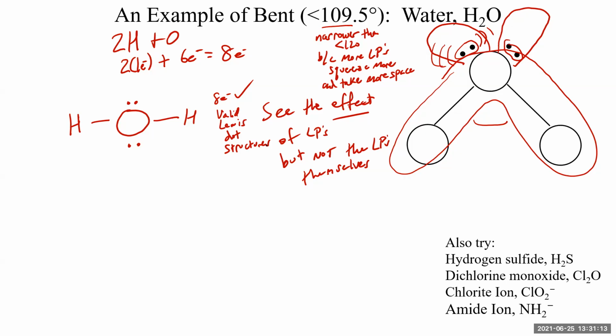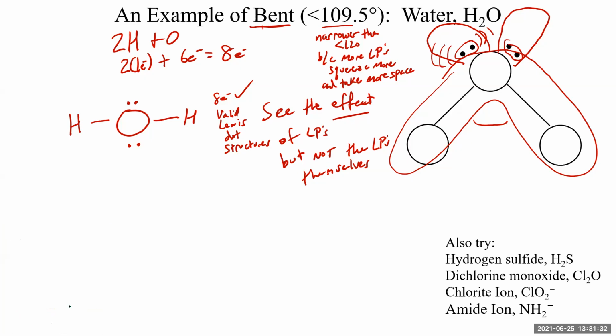Many of water's physical properties derive from the fact that it is a bent shape. And we'll talk about that when we talk about water's polarity, its special type of polarity called hydrogen bonding. But for now, let's just talk about the shape. Again, why can't this be linear? I can draw it linear. Why can't it be linear?